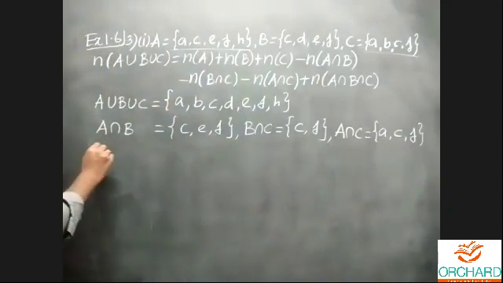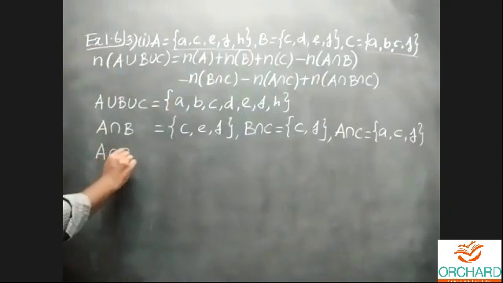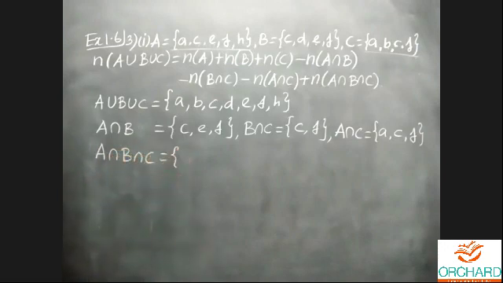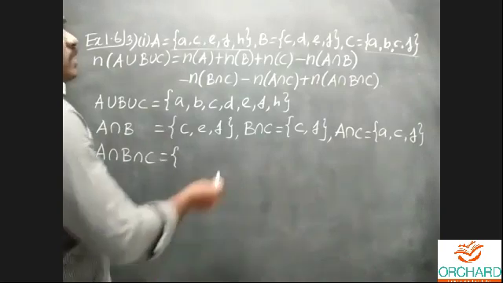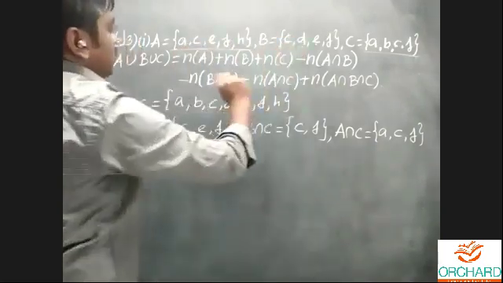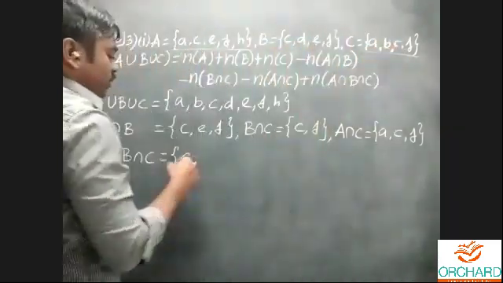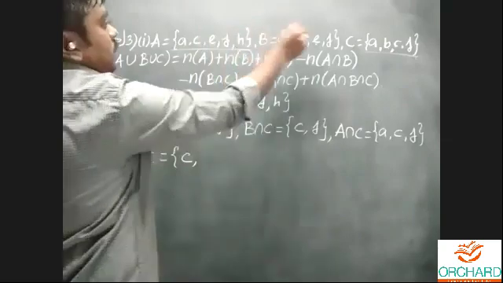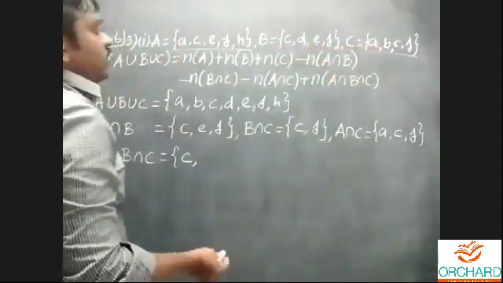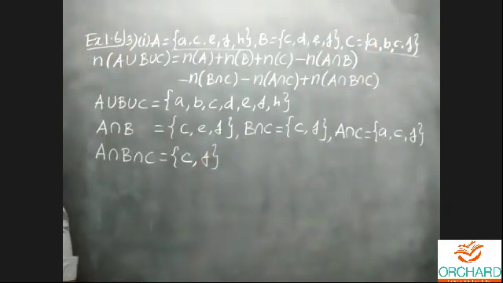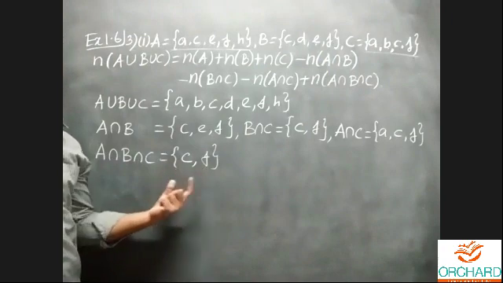Next, common between the three sets: A intersection B intersection C. Now you can observe all the three sets. Which elements are common for the three sets? A, but A is not in B, that's why this is not common. Next C. C, C, C. Okay, C is common for the three sets. E, E, E, but E is not in the set C. Next F, F, F. Therefore the elements C and F are common for the three sets.